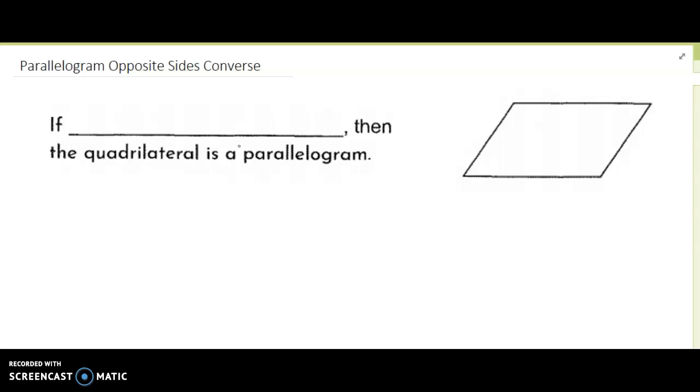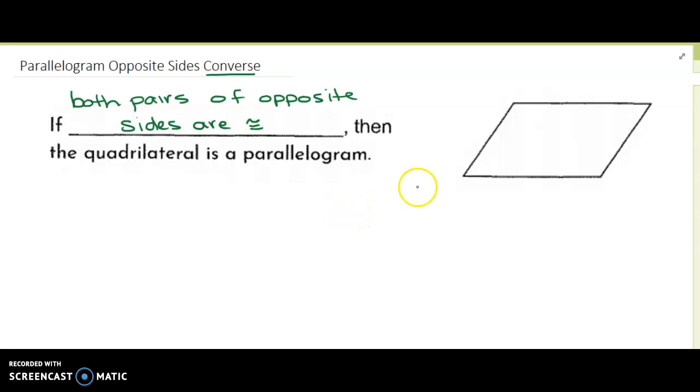Okay, so the first one is the parallelogram opposite sides converse theorem. Remember, the converse is when we flip the hypothesis and the conclusion. The parallelogram opposite sides theorem says if we have a parallelogram, then both pairs of opposite sides are congruent. So the converse of that would be if both pairs of opposite sides are congruent, then the quadrilateral is a parallelogram.